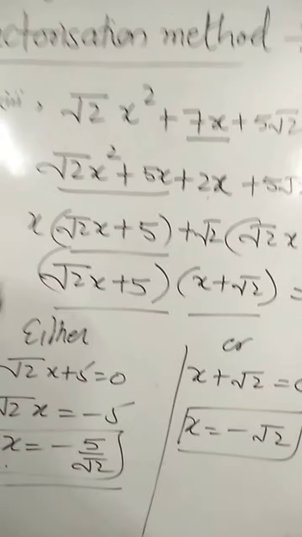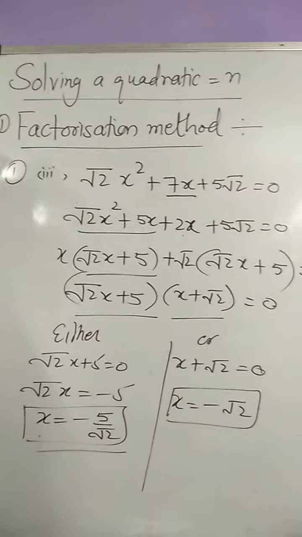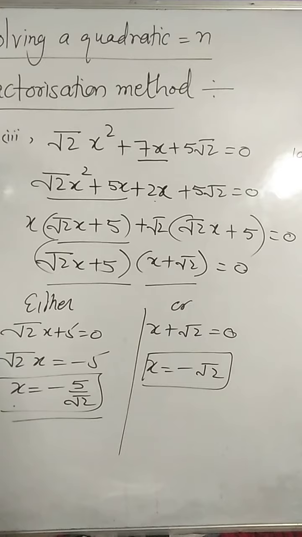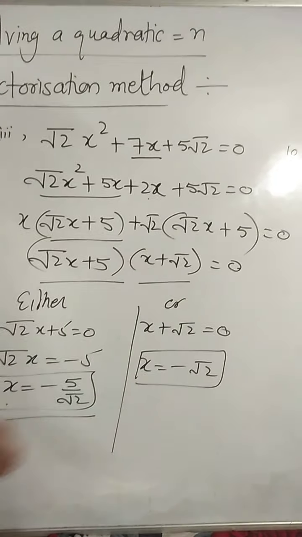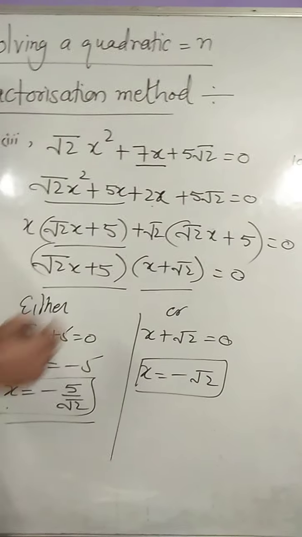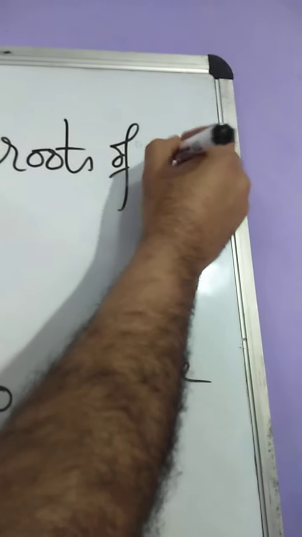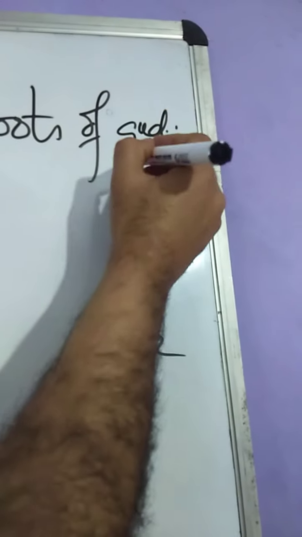And one more thing, in this quadratic equation, these are the two solutions of this quadratic equation. What are these? These are the two solutions of the quadratic equation. They are also called roots of the quadratic equation. Solutions or roots of a quadratic equation.